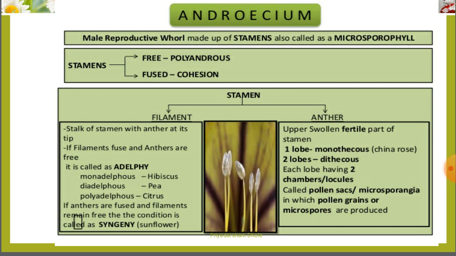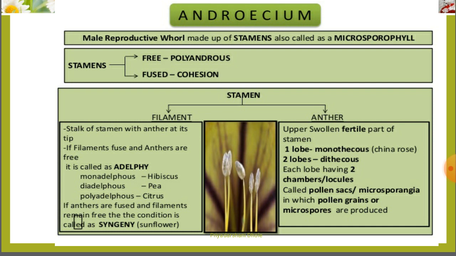Now this filament or stalk of the stamen has the anther at its tip. When filaments are fused and anthers are free, it is called adelphous. It is again of three types: monoadelphous, diadelphous, and polyadelphous.